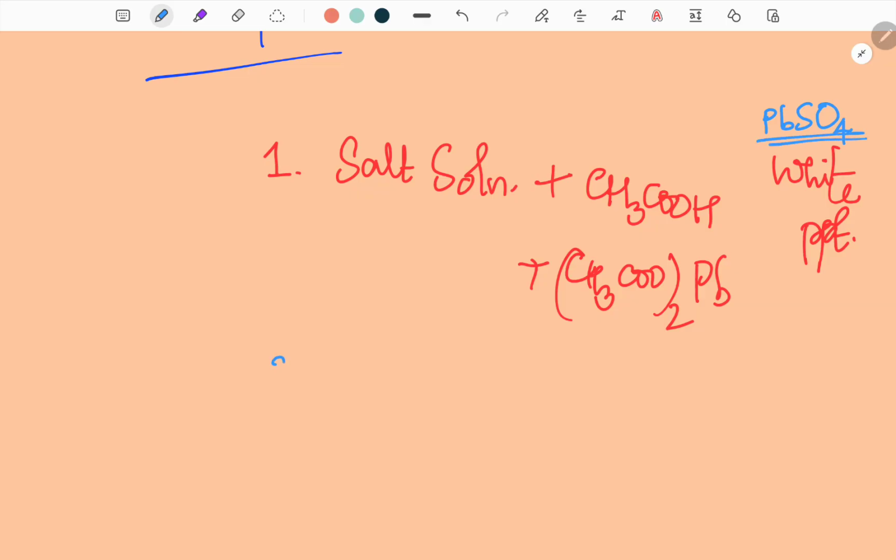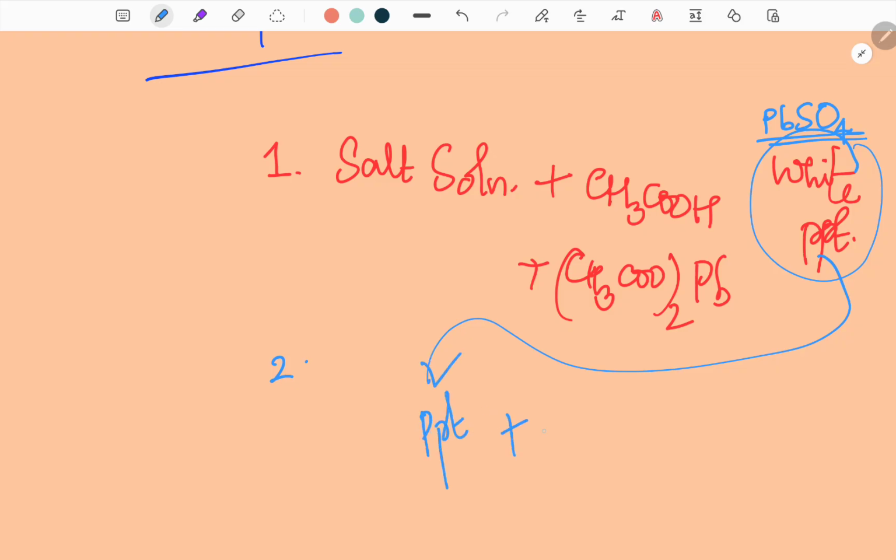Now, the second test is a continuation. You have obtained a white precipitate. To this white PPT, you have to add hot ammonium acetate. Ammonium acetate is CH3COONH4. So, what you have to do is take a test tube, add ammonium acetate solution, and heat it. And that heated ammonium acetate, you have to add to the precipitate.